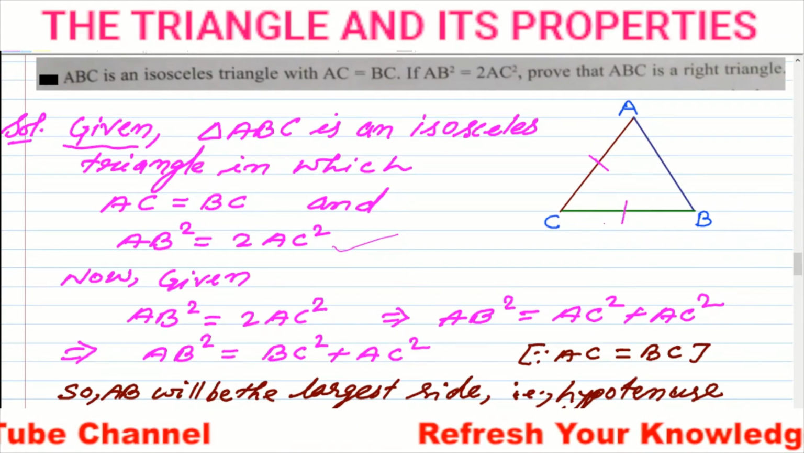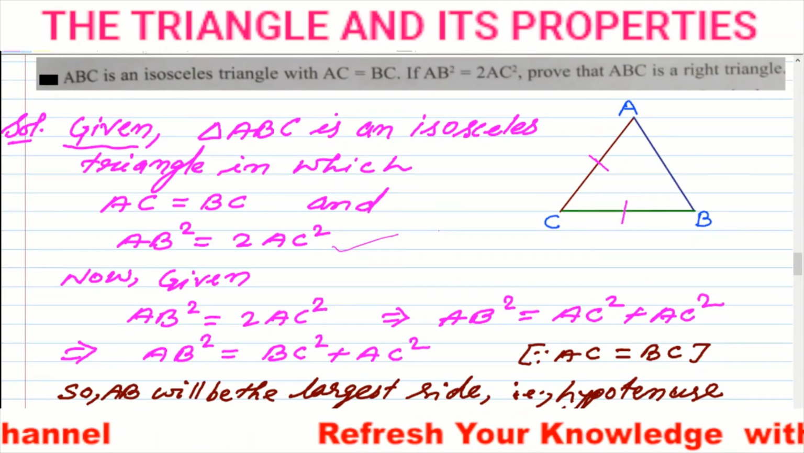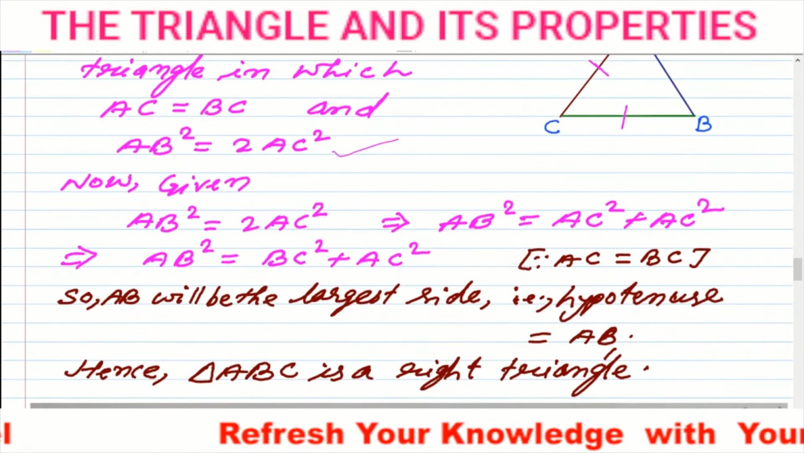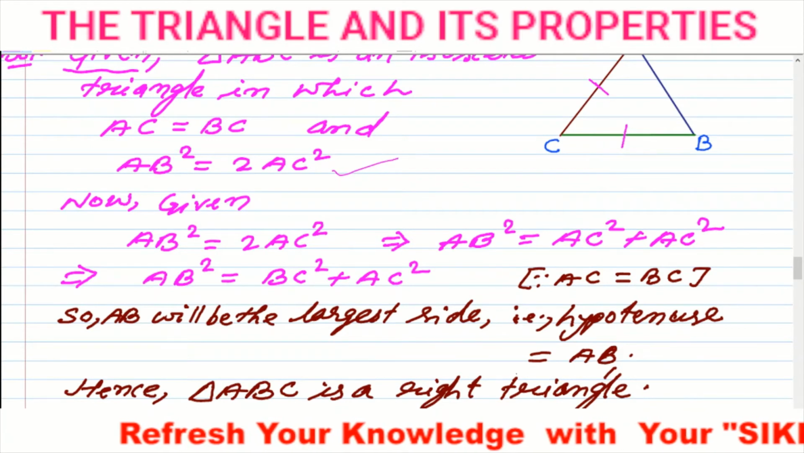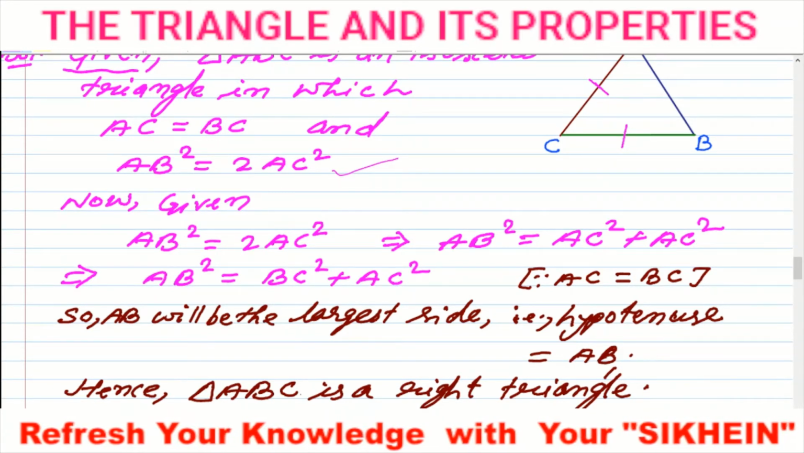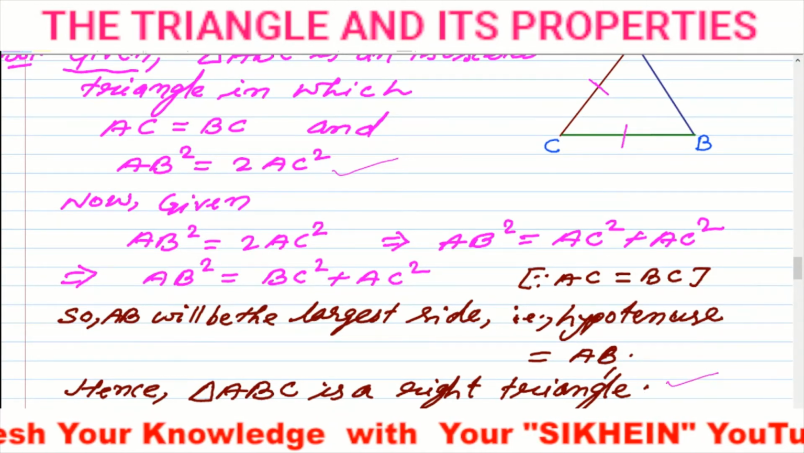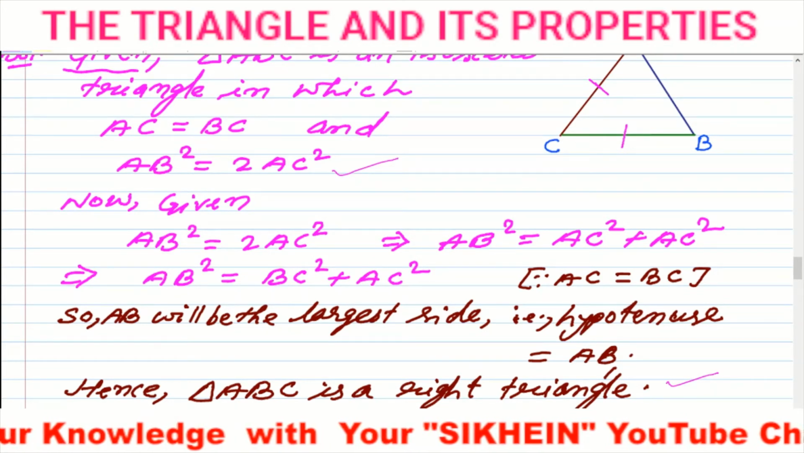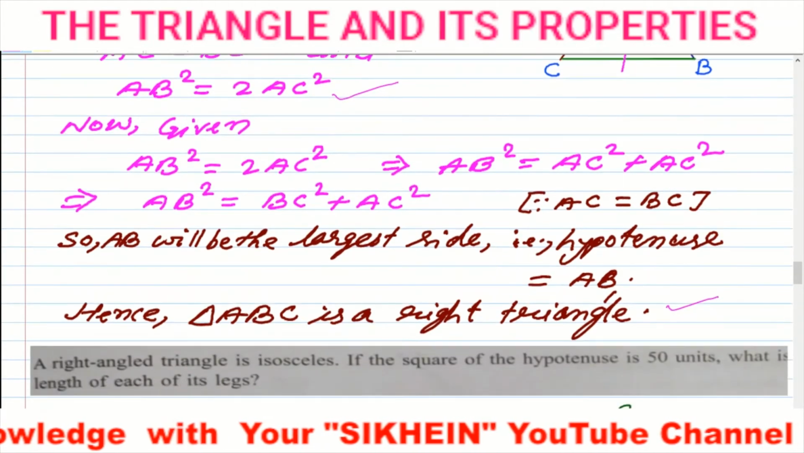AC and BC are the sides of the triangle. So AB will be the largest side, that is the hypotenuse. Hence, triangle ABC is a right triangle, right? And it also satisfies the statement of Pythagoras theorem. Next question we can take.